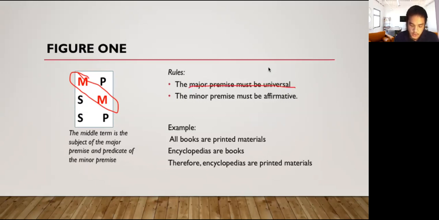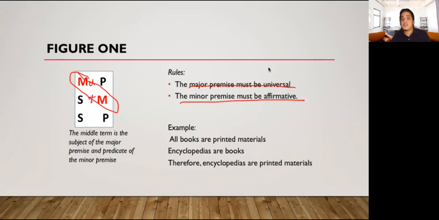All figure 1 must have a middle term, or the subject of the major premise must be universal. So in short, it should be MU. And the minor premise must be affirmative.